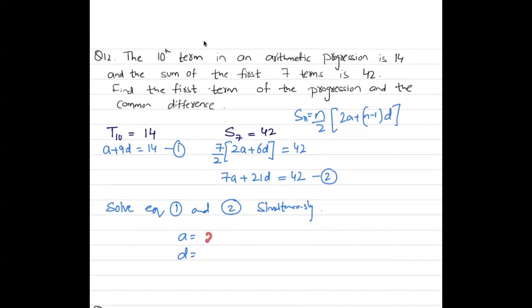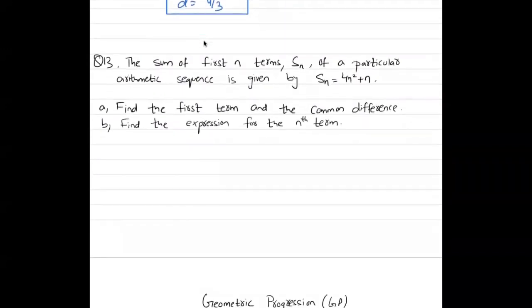Okay, I'm getting A as 2 and D as 4 upon 3. Please confirm whether these values are correct or not. Yes, sir. Same values? Okay. Let's try the next one.